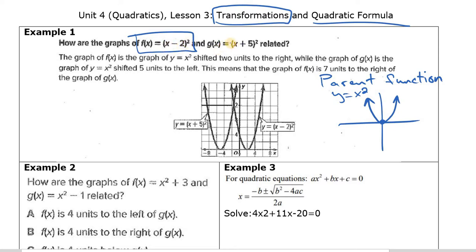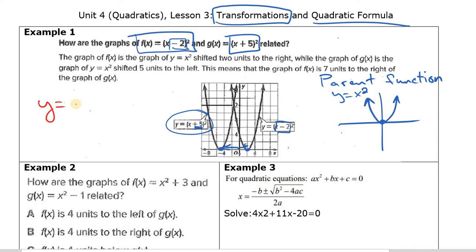and then g of x, which is (x plus 5) squared. They give us the graph, in fact, that we have x plus 5. Now notice the plus 5 inside of the parentheses made it move from our origin over to the left 5. That is backwards from the way we normally think of it. Inside parentheses is opposite. And then we have a minus 2 over here, which made it go to the right 2.